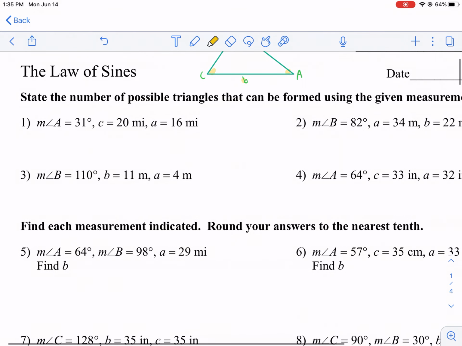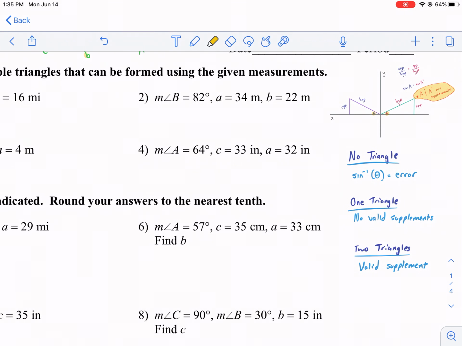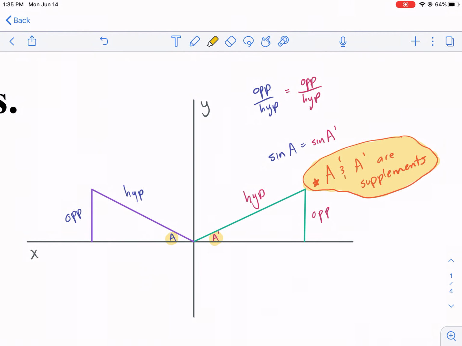It's asking in 1 through 4, state the number of possible triangles that can be found using the given measurements. Now let's talk about something real quick before we get into that. We'll talk about how there can be more than one triangle given the measurements.